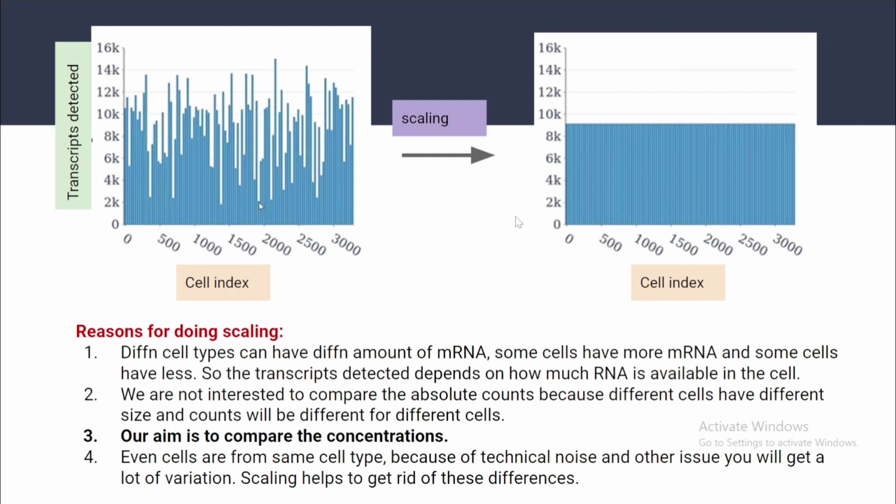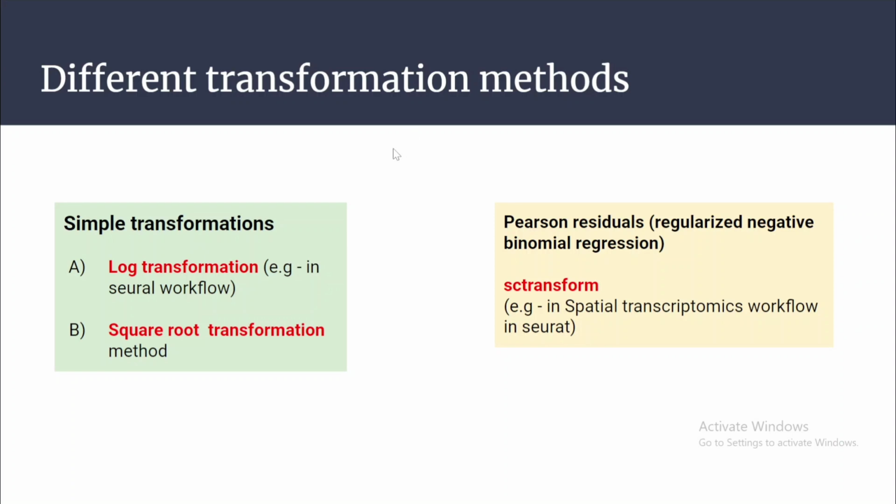The reason for doing this is because different cell types can have different amounts of mRNA. Some cells have more mRNA, some cells have less mRNA. So the transcripts detected depend on how much RNA is available in the cell, correct? And then we are not interested in comparing the absolute count. Normalization is divided into two steps, scaling and transformation. Scaling is basically multiplying with a scaling factor, and normalization has the second part, that is transformation.